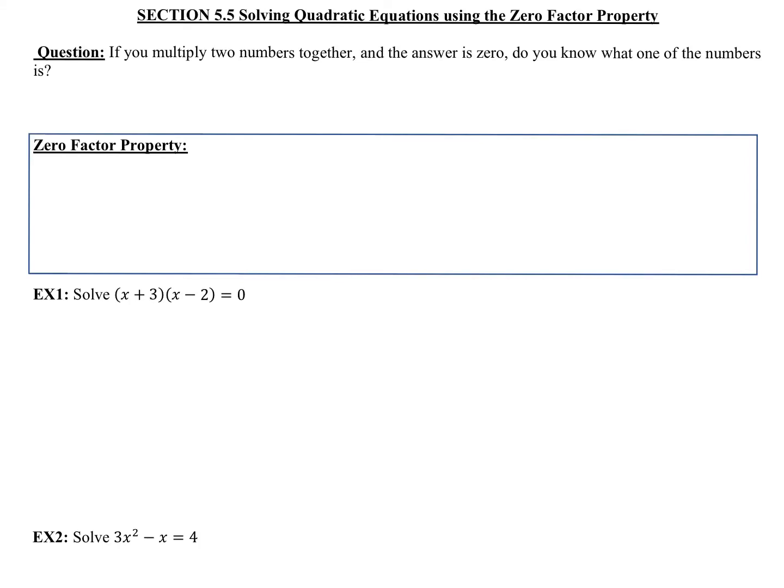Welcome to section 5.5, solving quadratic equations using the zero factor property.